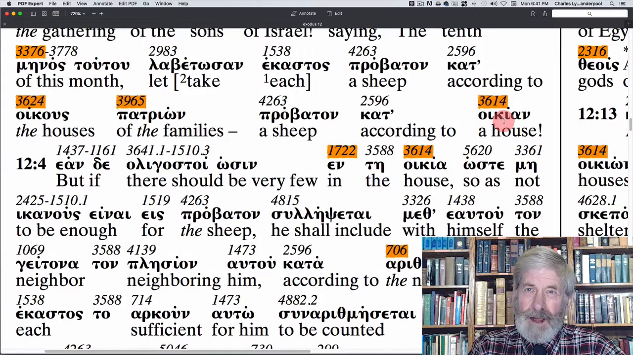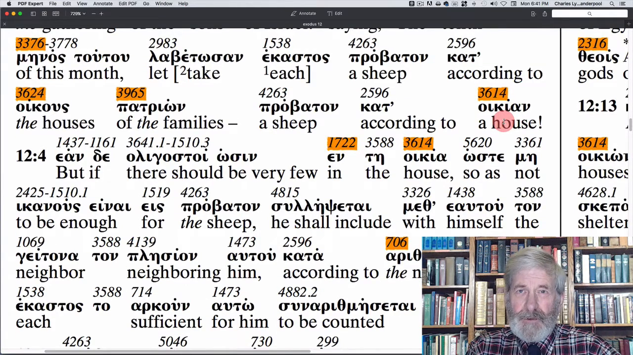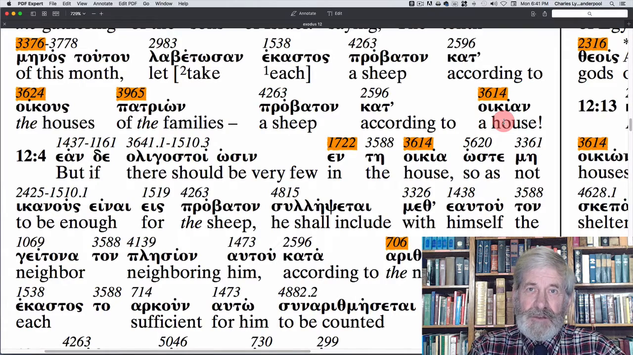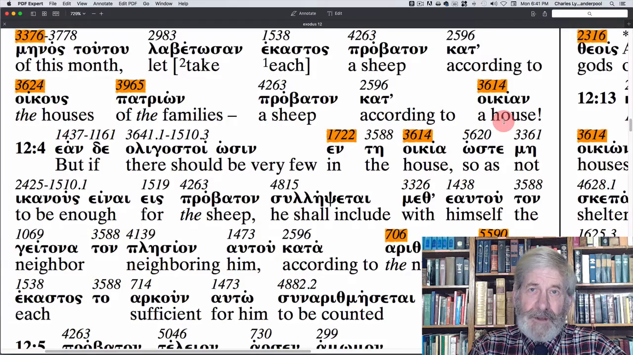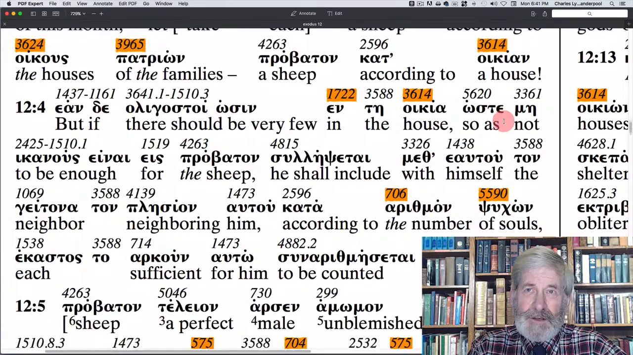But there wasn't a whole lot because they're not taking these big, large sheep. They call that mutton meat. This was more of a lamb. So take one according to the family. It was like 10, maybe 15, 20, I'm not sure.